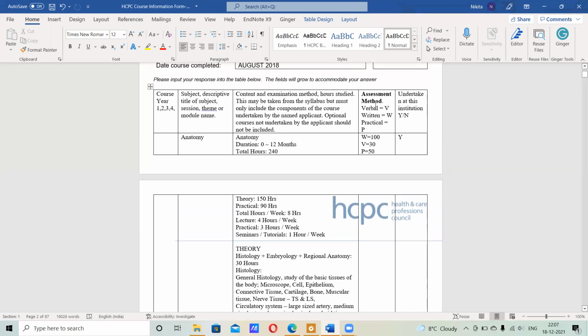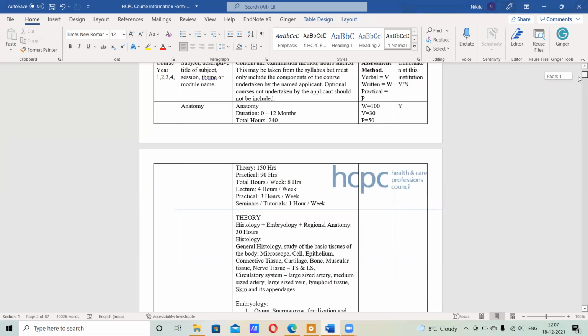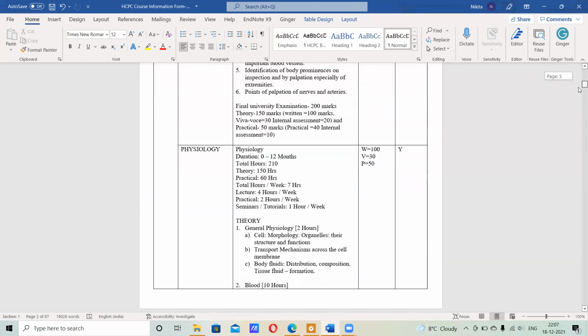So what was the assessment method? Well, it was verbal, written, and practical. And these were the marks that were allocated for each of them. So it was 100 marks for written, 30 marks for verbal, and 50 marks for practical. And was this undertaken at the institution? Obviously, yes, because COVID was not prevalent at that point of time. But clearly, so this is about anatomy.